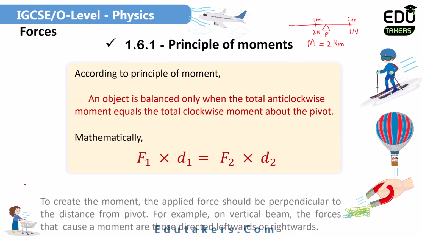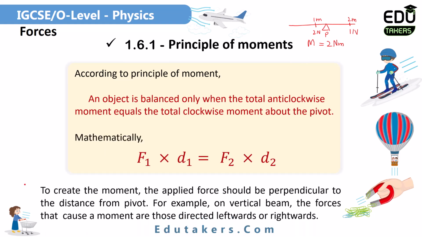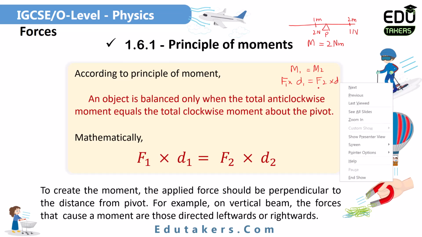What is the mathematical form for the principle of the moment? According to the principle of moment, the clockwise moment is equal to the anti-clockwise moment. I say M1 is equal to M2. Just put the values here. M1 is basically F1 multiplied by D1. It would be equal to F2 multiplied by D2. So this is according to the principle of the moment.